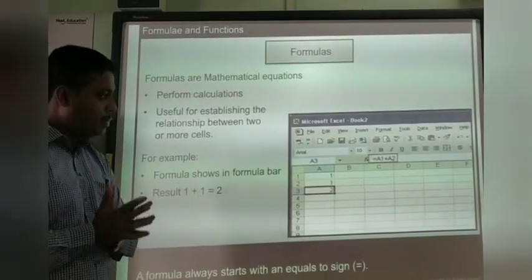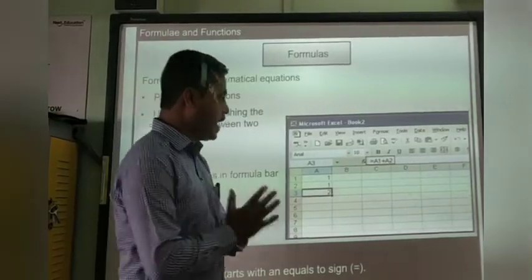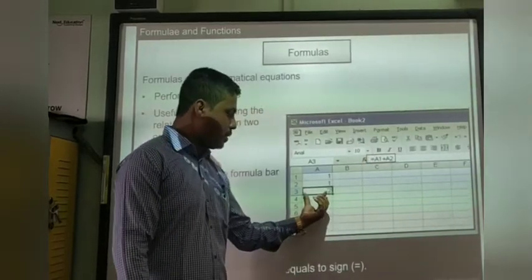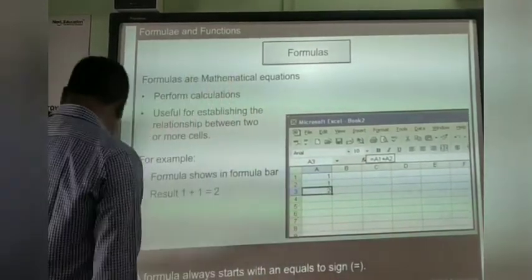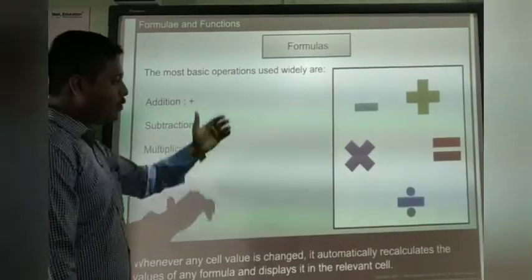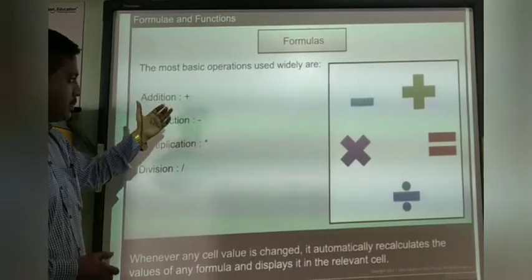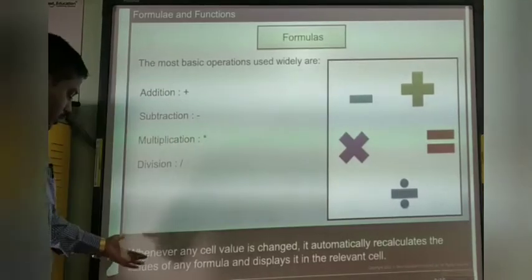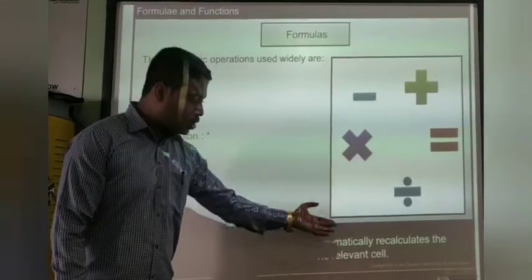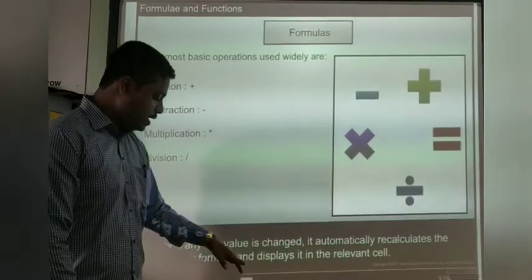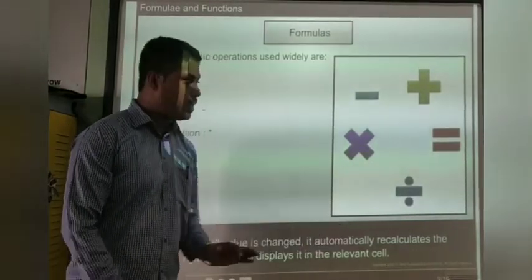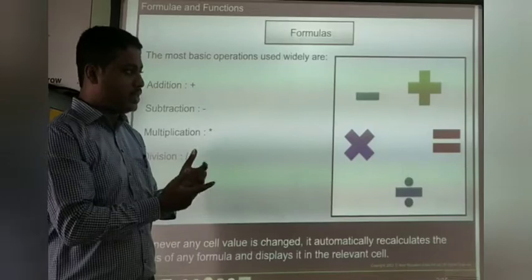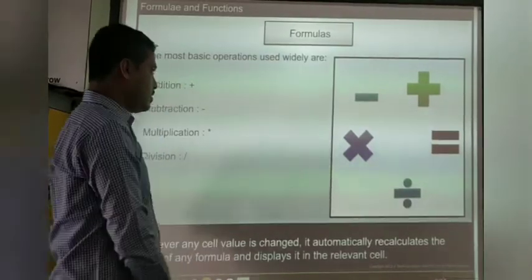Remember that when we use a formula, always write the equal to symbol. This is important. If you don't write this equal sign, the answer will not come and there will be an error. Then, what are the formulas that we can use in the spreadsheet? We have addition, subtraction, multiplication, and also division. Whenever any cell value is changed, it automatically recalculates the values of any formula and displays it in the relevant cell. Like suppose when we have done equals A1 plus A2, if you use A1 into A2, you will directly multiply. It will change your addition to multiplication. This is one way.